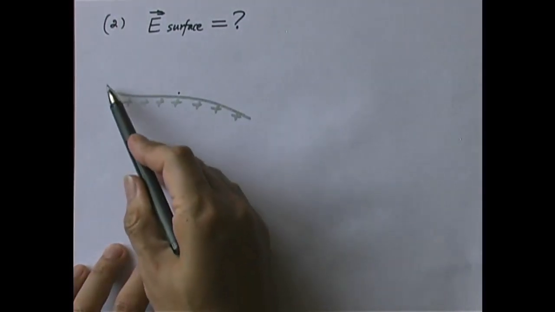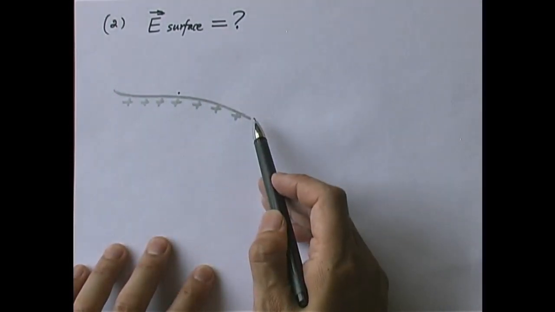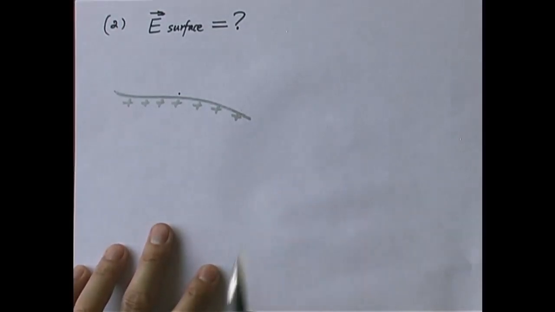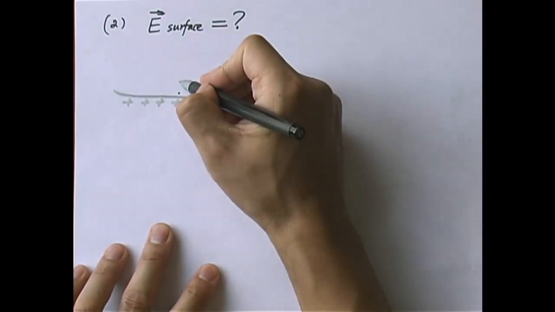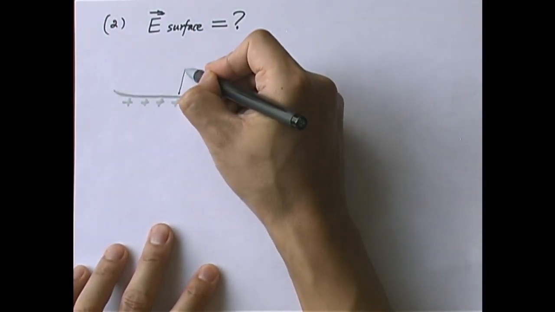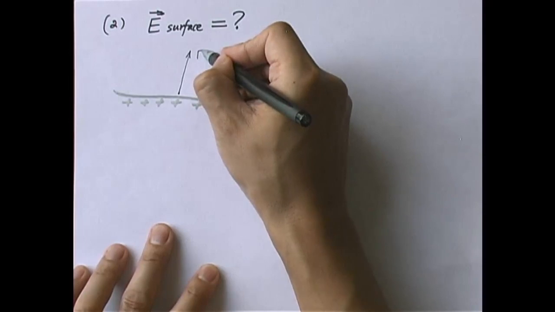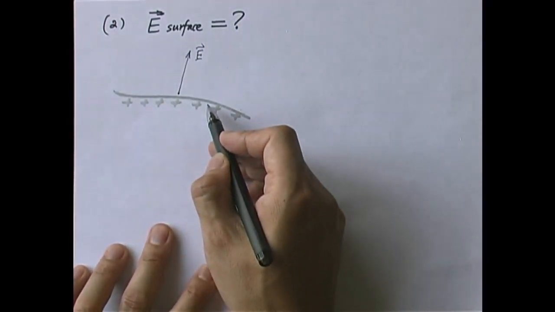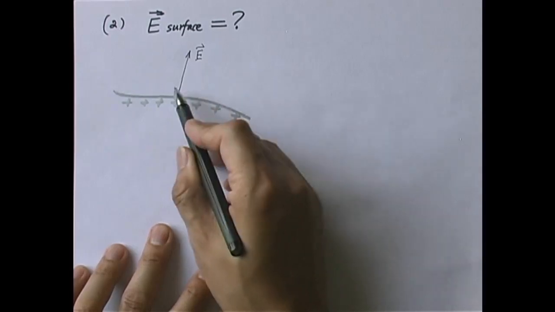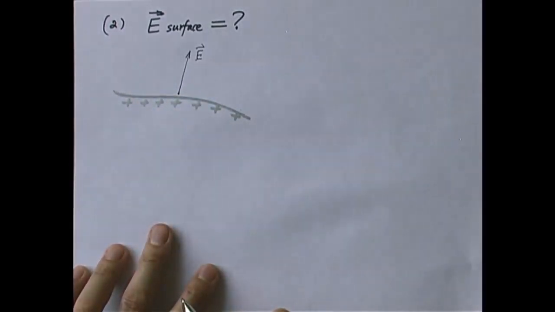The conductor can have any shape. It doesn't have to have any type of symmetry. The first thing I conclude is that if there is an electric field, this electric field must be perpendicular to the local surface of the conductor. It cannot point this way or that way. How do I know that?